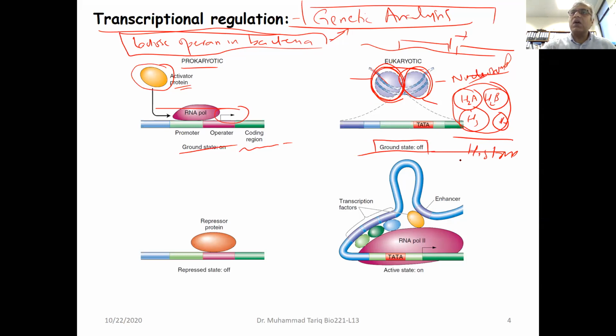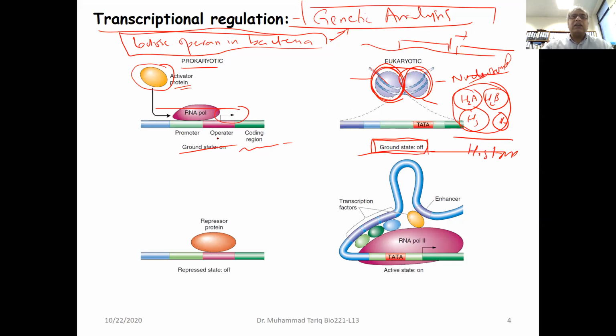Only those genes are on which are, let's say, in liver, you will have housekeeping genes. Housekeeping genes are constitutively expressed genes, which are always on because they are performing housekeeping function. They are required for metabolism, respiration, energy utilization, etc. But there are tissue-specific genes, only tissue-specific genes will be on, all the other developmental genes will be off. Okay, so the ground state is off.